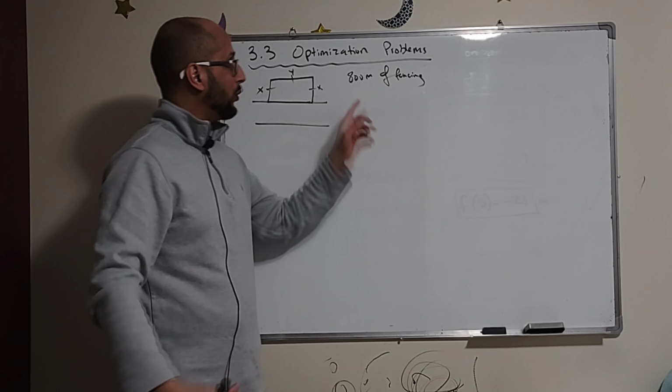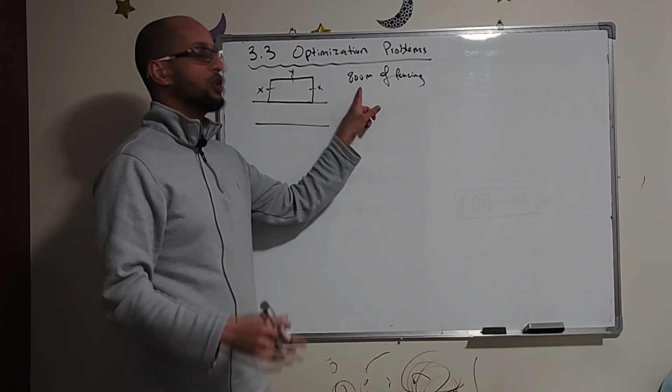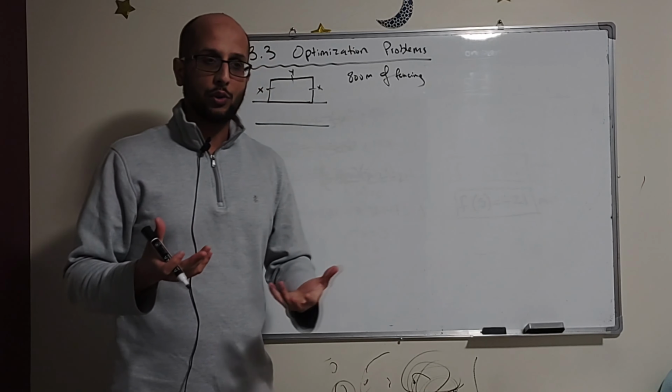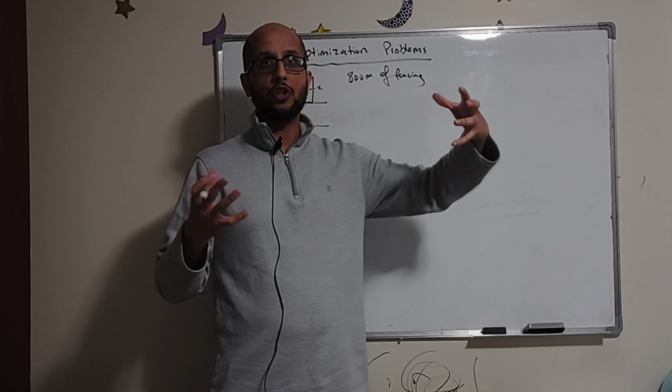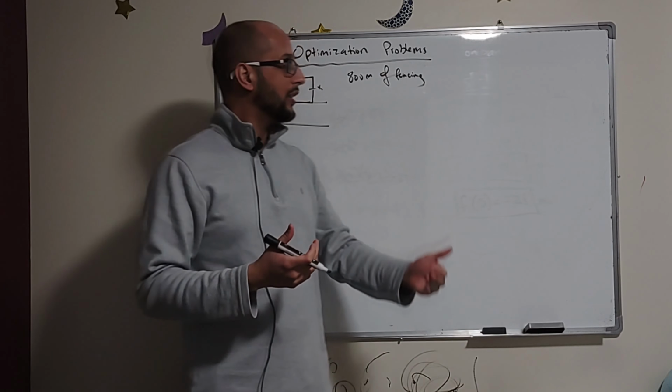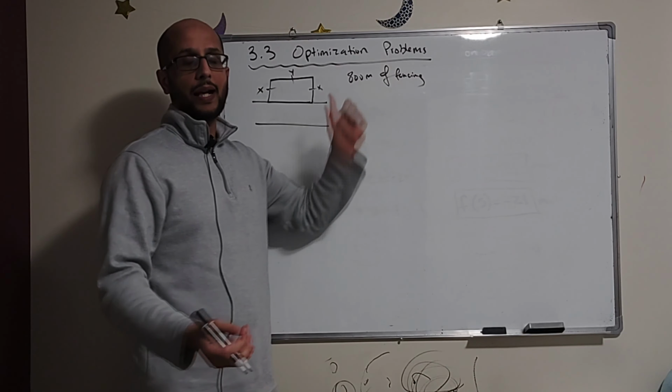There's going to be an interval because you only have 800 meters of fencing available. You cannot find what the maximum area would be otherwise. If the question gives you an answer that the maximum area is going to be achieved when you have 900 meters of fencing, that won't work because 800 is our max.